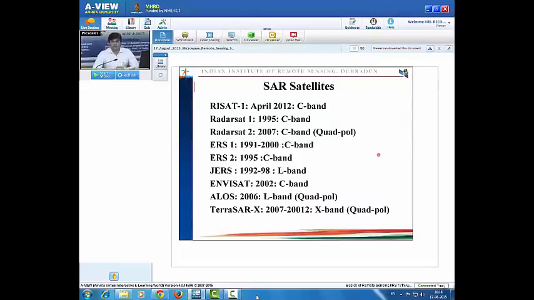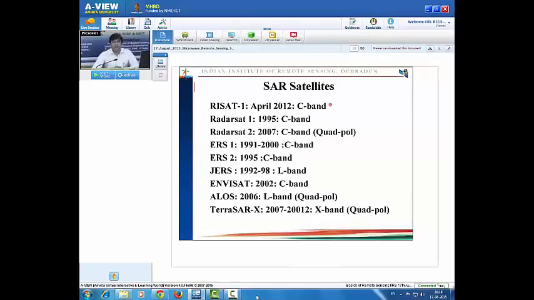This is the list of satellites, and a detailed list is also added at the end of the slides. If anyone is interested in the detailed information of all the SAR satellite missions, one can see those slides. These are the famous missions like RISAT-1. This was launched in April 2012, and it provides the dataset in C-band, and it can also provide the dataset in quad pole mode. RADARSAT-1 was launched in 1995 and is currently not working. It provided the dataset in C-band.